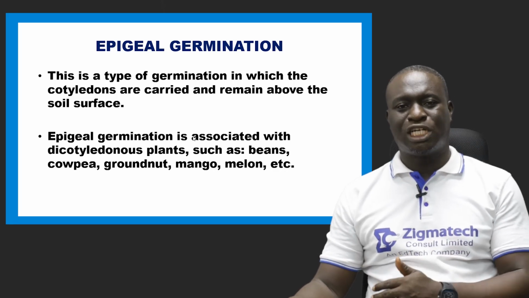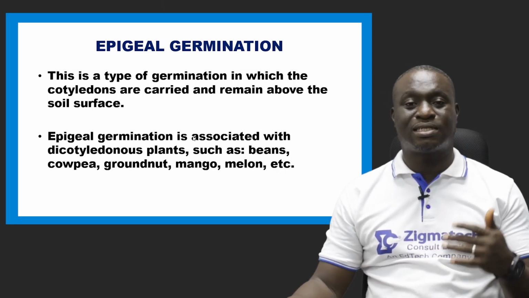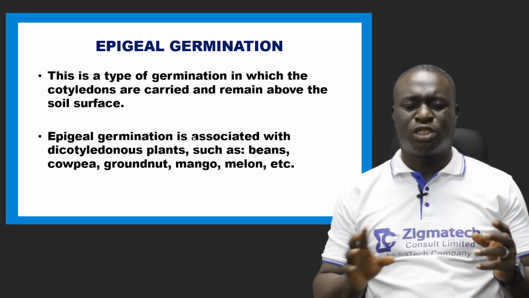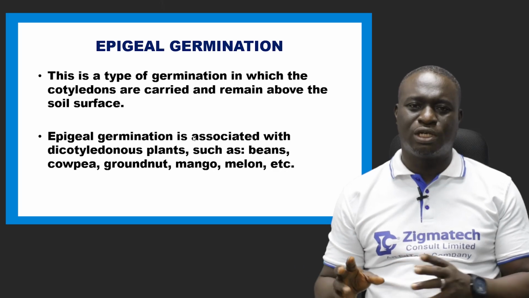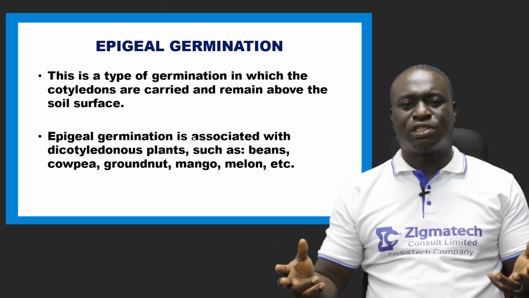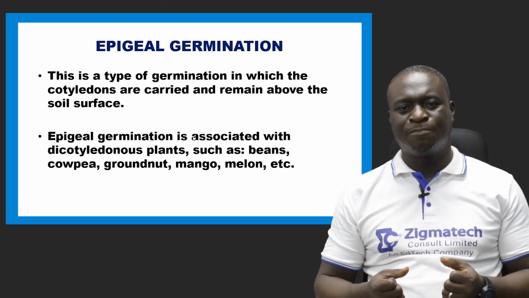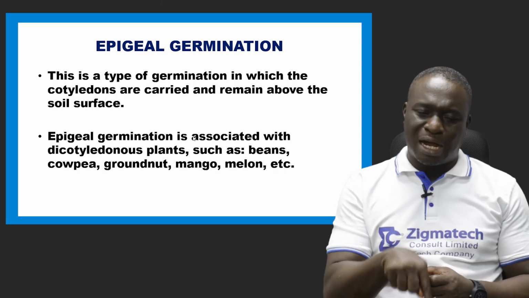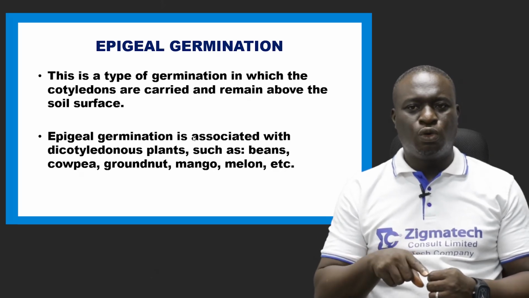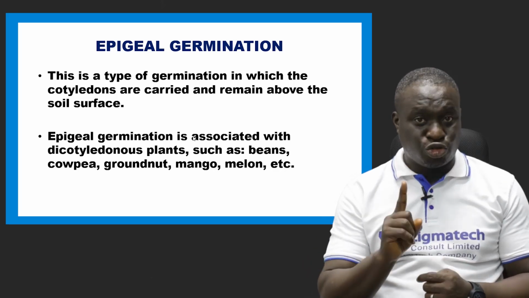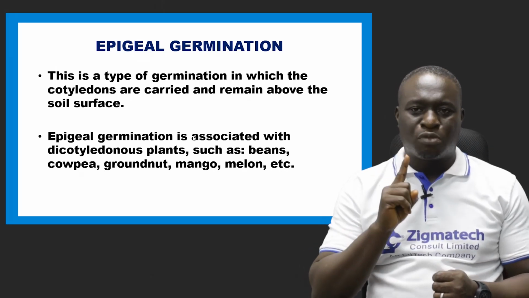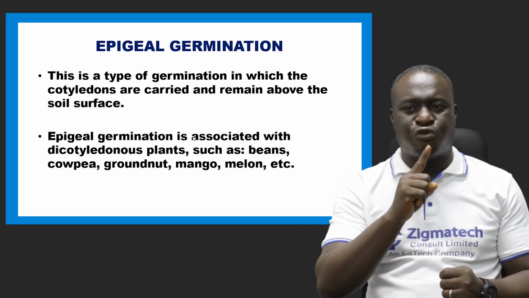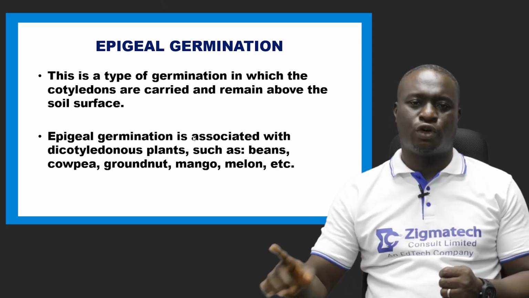During epigeal germination, the process is the same as with hypogeal germination. But the major difference between epigeal and hypogeal germination is that when the seed absorbs water from the soil and the testa or seed coat splits, the radicle goes downwards as usual, the plumule goes upwards as usual, but this time the cotyledon, which is the seed leaf, is carried above the soil surface.